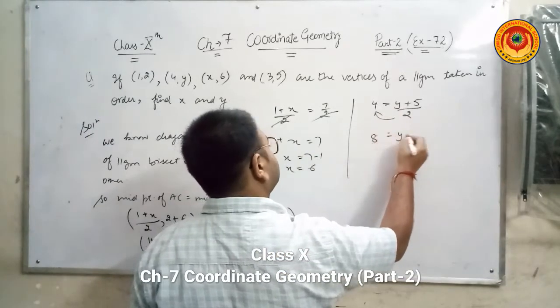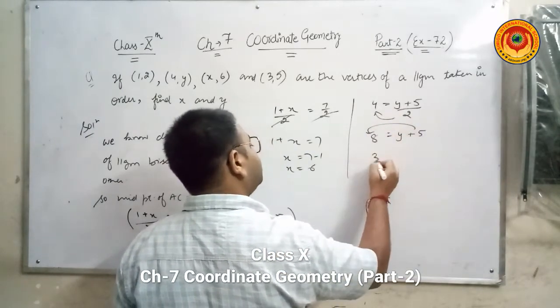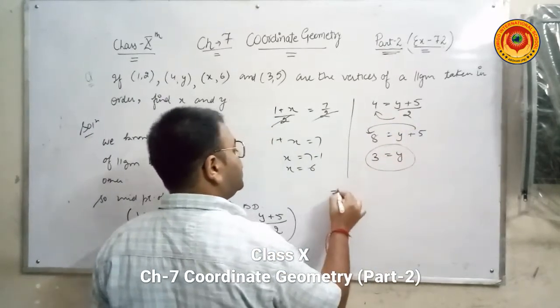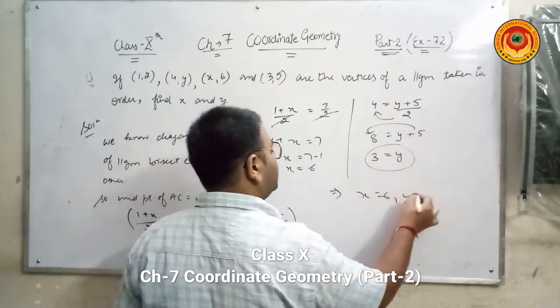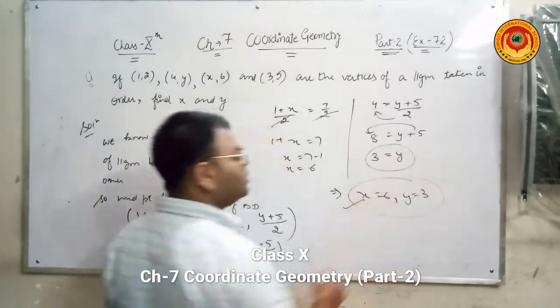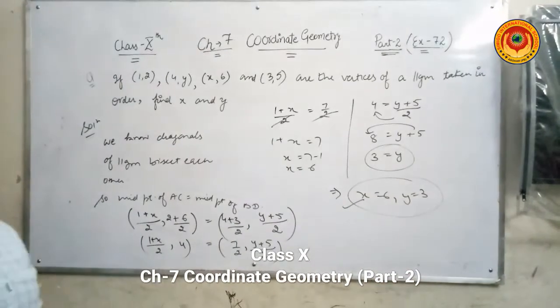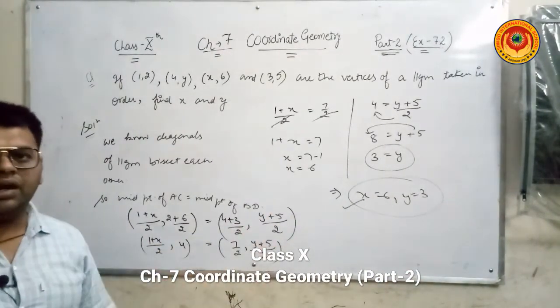7 minus 1, 6. What is your y? 4 2s are 8. Take 5 to this side. 8 minus 5, 3. So your x is 6 and y is 3. This is your required answer. Find the value of x and y is your question. So this is your answer.